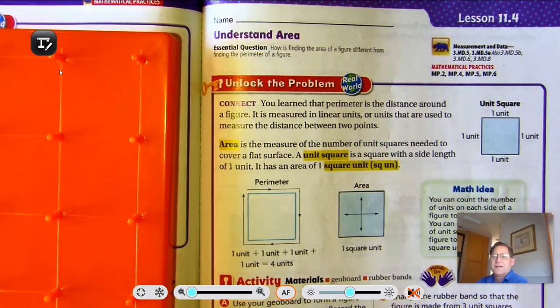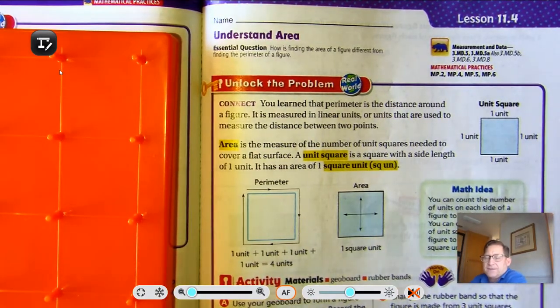Hello everybody. So in this lesson 11.4, we're going to be working on understanding the concept of area. And the essential question we should be able to answer by the end of the lesson is, how is finding the area of a figure different from finding the perimeter of a figure?